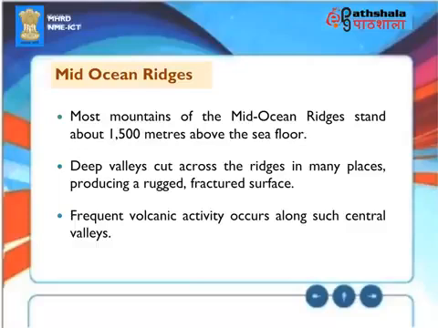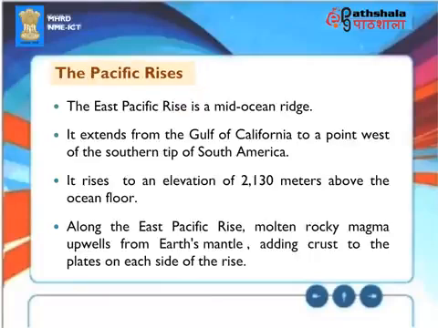Most mountains of the mid-ocean ridges stand about 1,500 meters above the seafloor. Deep valleys cut across the ridges in many places, producing a rugged, fractured surface. Frequent volcanic activity occurs along such central valleys. The Pacific rises. The East Pacific Rise is a mid-ocean ridge. It extends from the Gulf of California to a point west of the southern tip of South America.